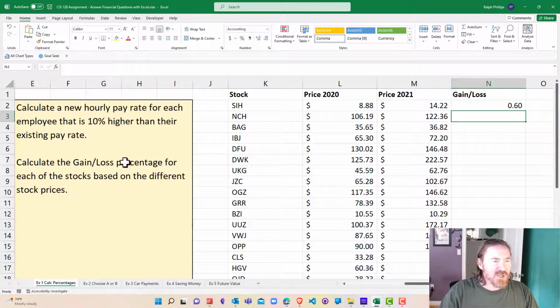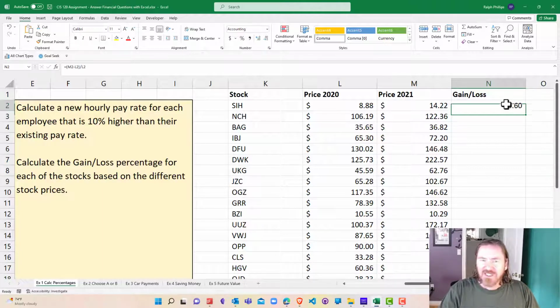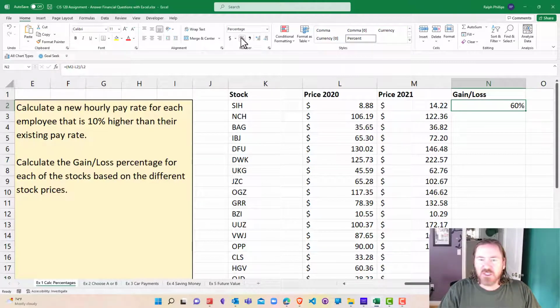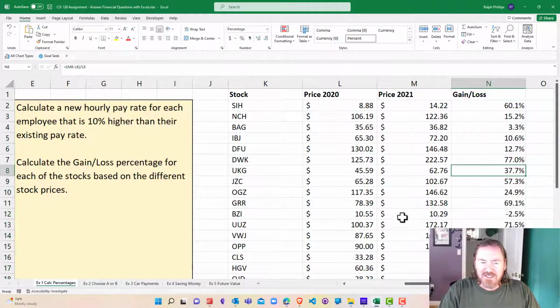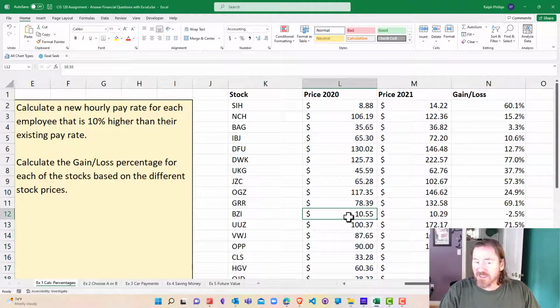I do want to show a percentage, a gain-loss percentage, and this is a decimal format. So while I'm still here on this cell, I'm going to change it to a percentage display, and what the hell, I will show a decimal point. Looks pretty good. And I'll just double click the fill handle to auto fill that down. And I can see that numbers that started off at like 10.55 and went down to 10.29, they're a negative 2.